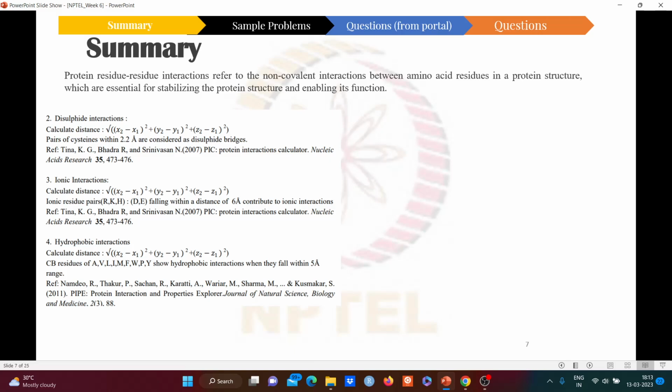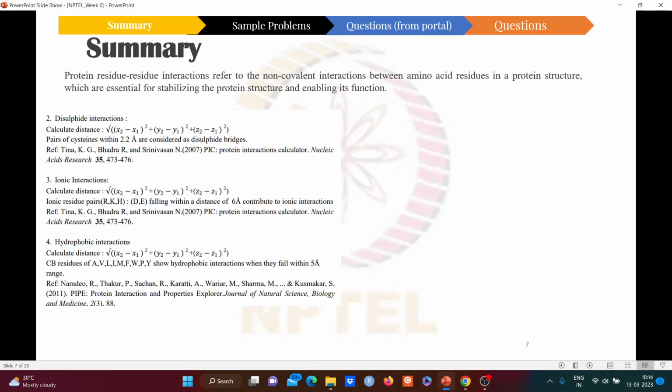So first, let me start with the disulfide bonds. Disulfide bonds are a type of covalent bond that forms between the sulfur atoms of two cysteine residues, and they need an oxidizing environment for forming the disulfide bond. The typical cutoff distance for a disulfide bond is around 2 to 2.5 angstroms. Next is the ionic interactions, which are formed between the positively charged and negatively charged amino acids. Typically, the cutoff for them is around 6 angstrom.